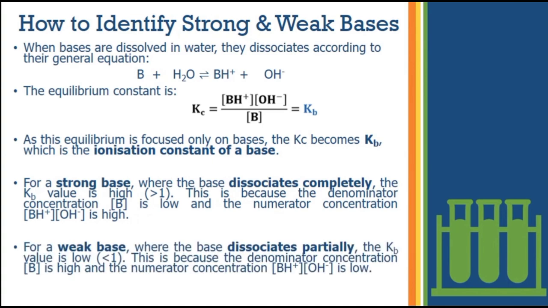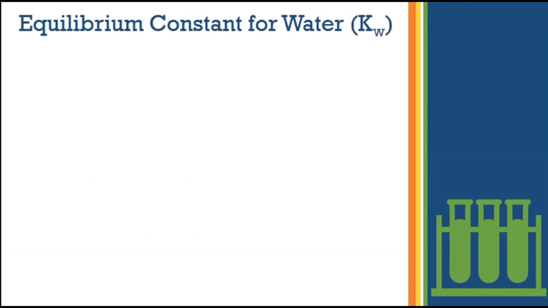And then also, for a weak base, where the bases dissociate partially, the Kb value is low. In other words, it's less than 1. This is because the denominator concentration of the base is high, and the numerator concentration of the BH plus and OH minus is very low. All right, so that's how we identify strong bases and weak bases. In the previous slide, strong acids and weak acids.